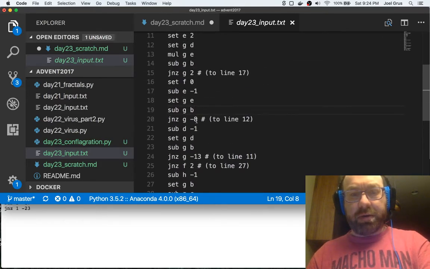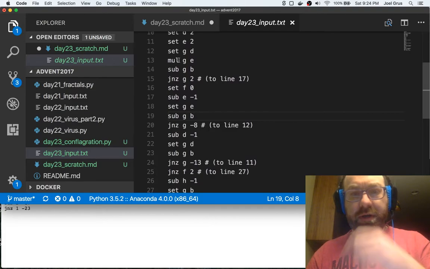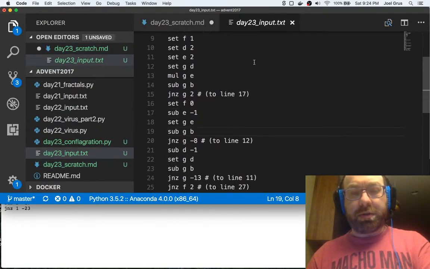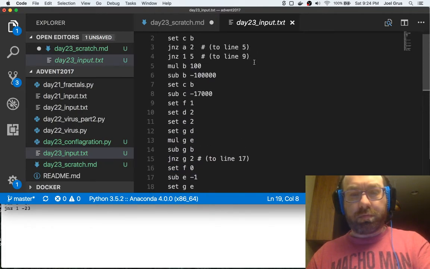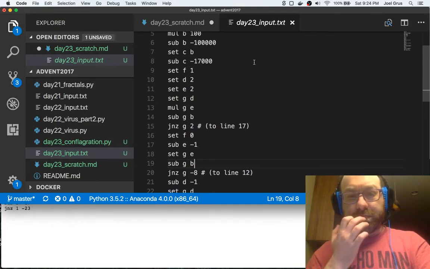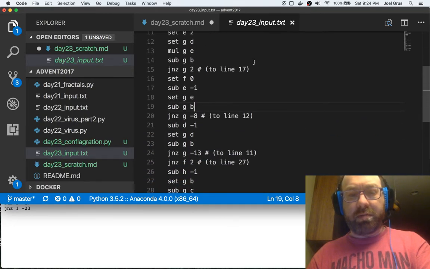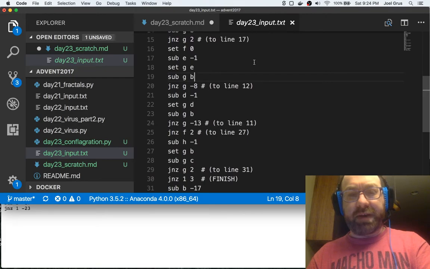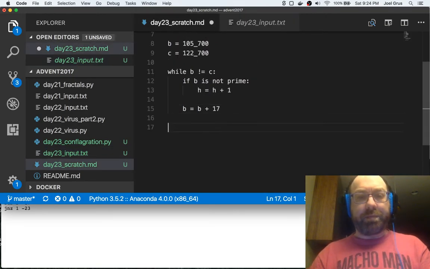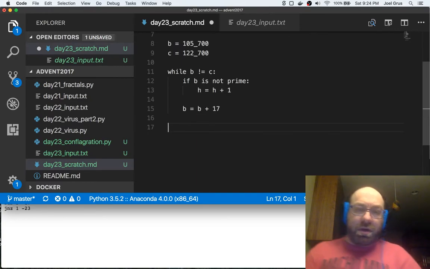And now I just make sure that I'm counting composites rather than primes. So F starts as 1, and then if we found a divisor, we set F to 0, and then if F is 0, then we add 1. So we're counting composites again. Okay.